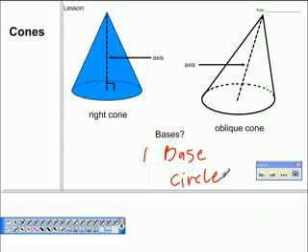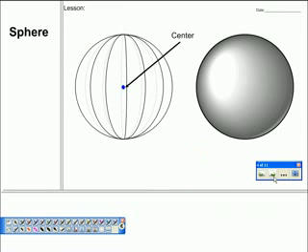We'll get to that. Right cone, just like with the cylinder, if you drop the axis, where it hits the base, it forms a right angle. An oblique cone is leaning. One base, and that base is a circle in a cone. And the next kind is a sphere. It has no bases.